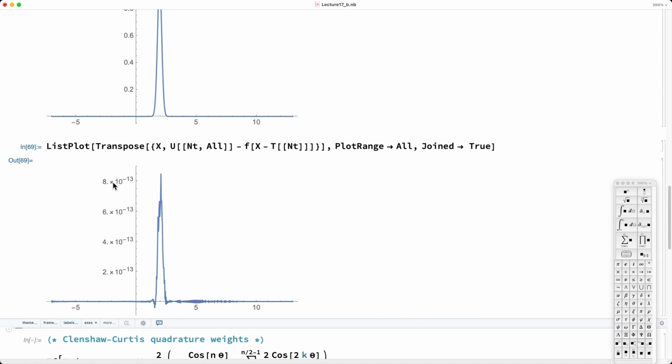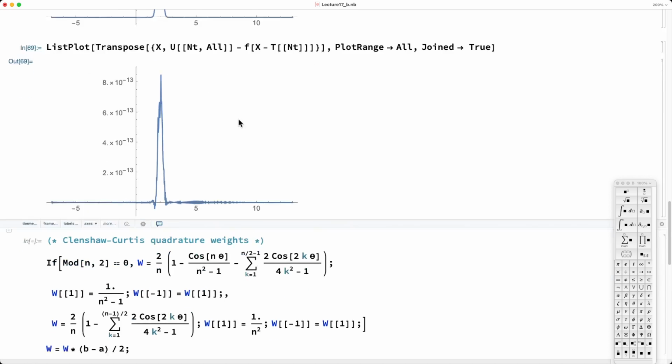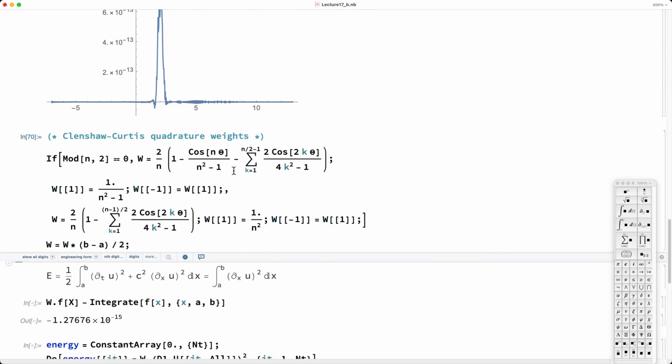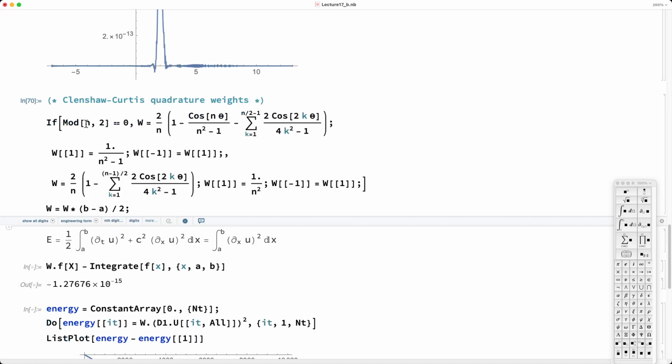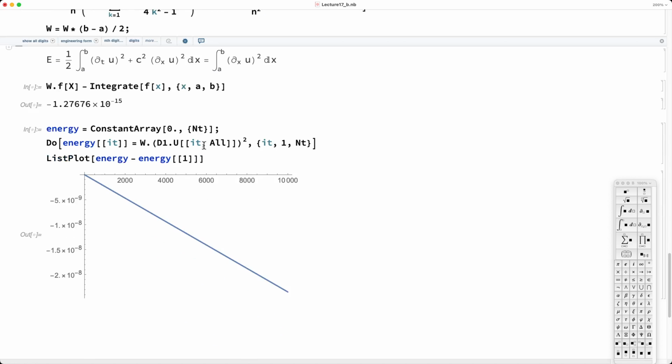So already the error looks much lower for two reasons. First, this is a fourth order method, which is higher order than a third order method, but also it's a time symmetric method, so it's more accurate and conserves energy. To show the conservation of energy, we can compute the weights. Again, we don't have to, they're the same as before. And let's look at the energy conservation now.